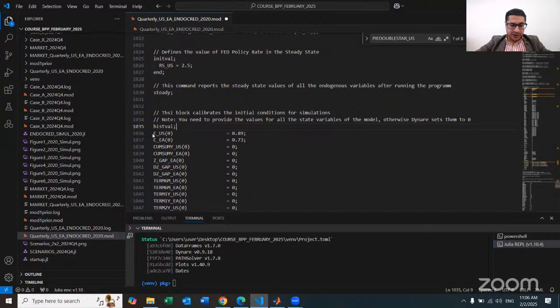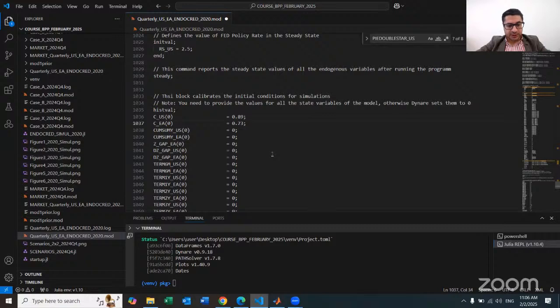So zero here, because the model is quarterly, here we say that, for example, CUS, this is the credibility of US, zero. Zero means first quarter of 2020. 0.89, and for Euro area, a bit lower. Okay.